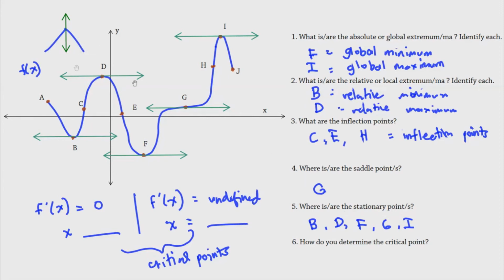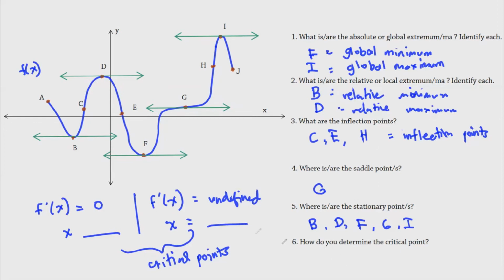But of course, it's not a stationary point simply because it doesn't qualify with the condition that it should have a slope that is equal to 0. Okay, so I have to emphasize that. Okay, and then the last one is actually I've already mentioned this.